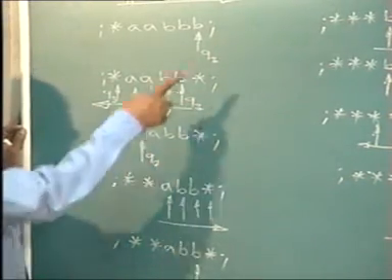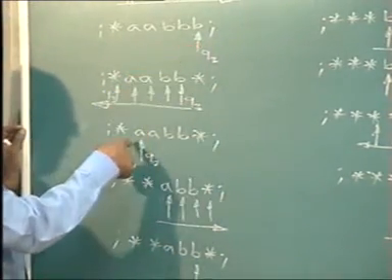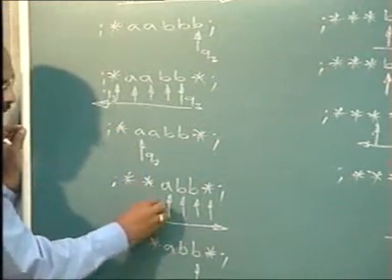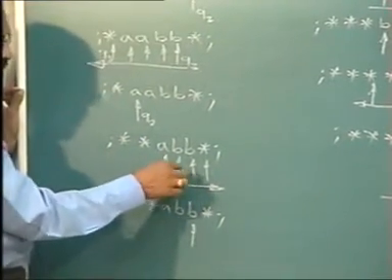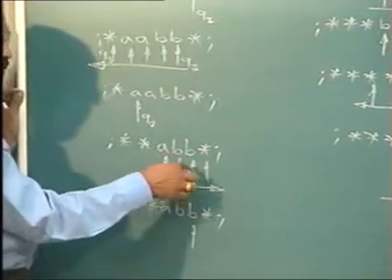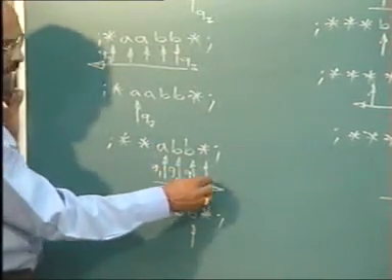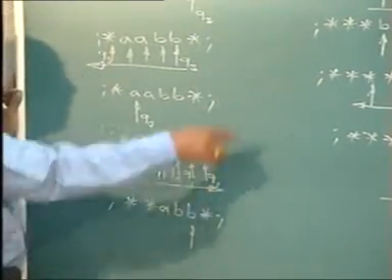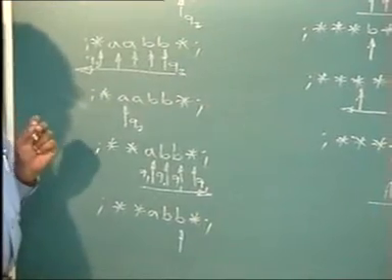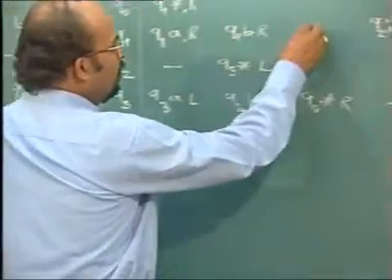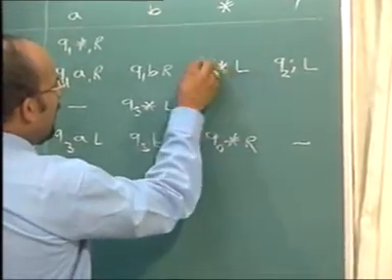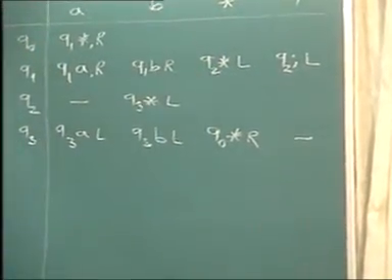In Q0, on A, write star, move right, Q1. In Q1, on A, write A, move right, Q1. In Q1, on B, write B, move right, Q1. In Q1, on star, that entry is missing. But we know that it is the second pass of the same table. In Q1, on star, write star, move left, Q2.